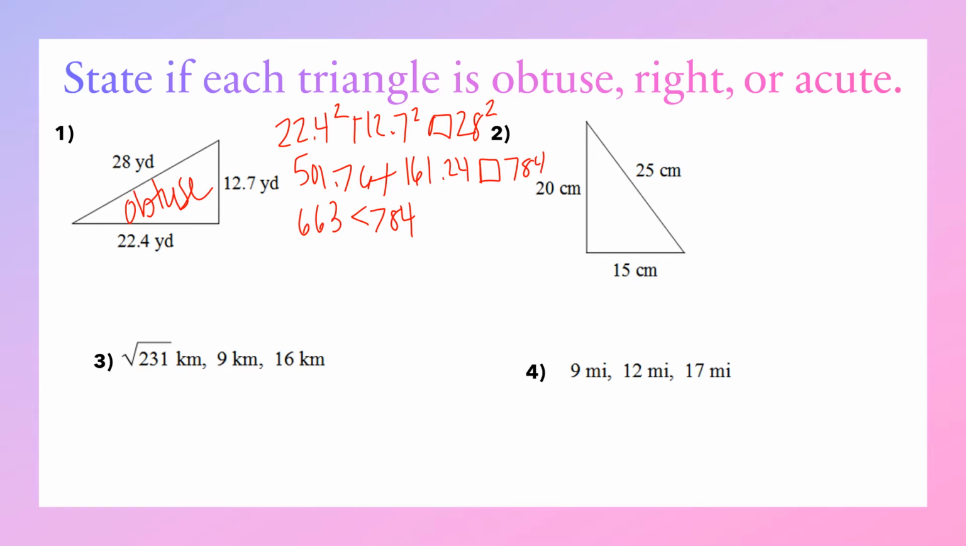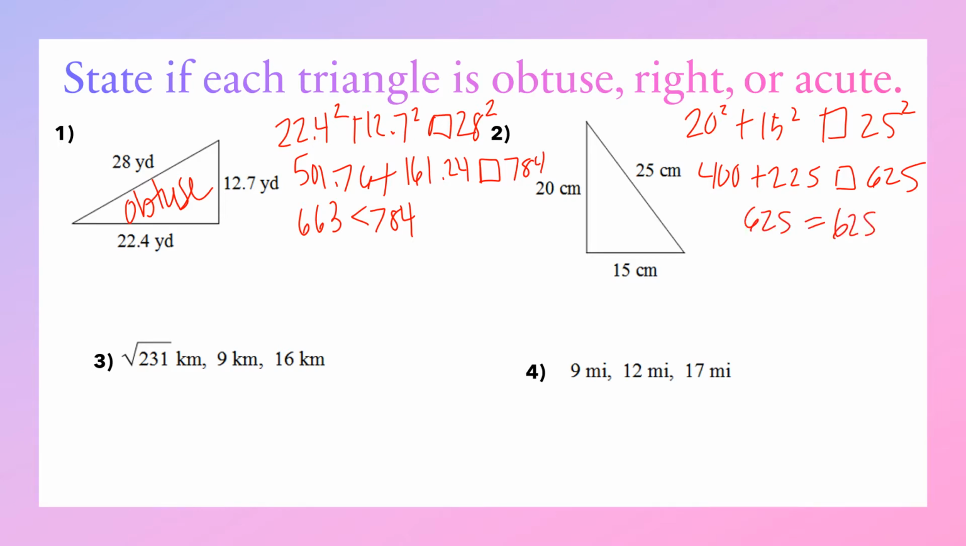You're going to do this for every single one here. So 1, 2, and 4 you've seen before. You saw this in your notes on Friday. So your two shortest sides, 20 squared plus 15 squared. Then we're trying to decide if it's greater than, equal to, or less than 25 squared. 20 squared is 400, 15 squared is 225, and 25 squared is 625. 400 plus 225 is 625, and 625 is equal to 625. So this is a right triangle.